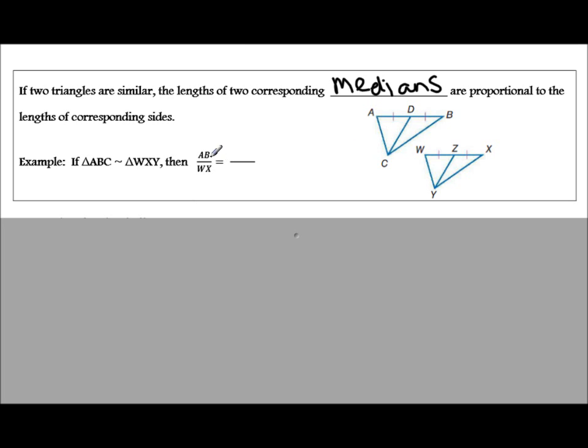So we can say that AB over WX, first two letters, is going to be proportionate to the medians, DC over ZY. And you can go one step further and compare all of the corresponding sides and their ratios. And we could say AC over WY, or even BC over XY.